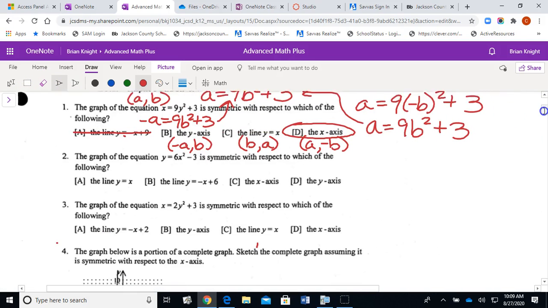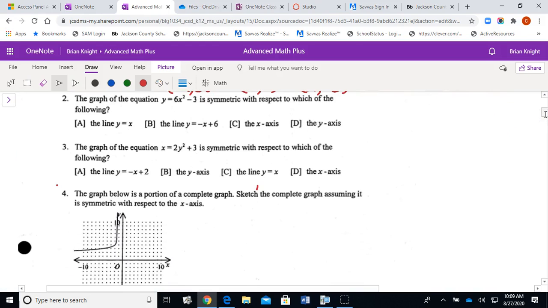So 2 and 3, we're going to slide it down. You're plugging in the same ones. Which one do I know is not right? B, we didn't talk about a y equals negative x plus 6 line, so you know it's not that one. Again, I want to write them down every time just so you can see. If it's y equals x, we plug in B and A. For the x-axis, A and negative B. And for the y-axis, negative A and positive B. So you can kind of do it in your head once you get the hang of it.